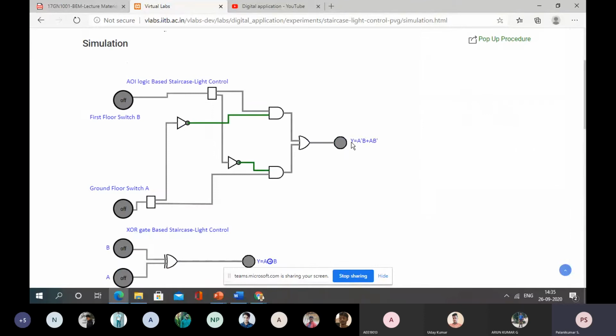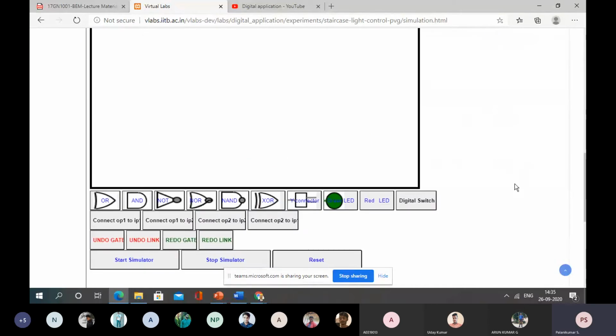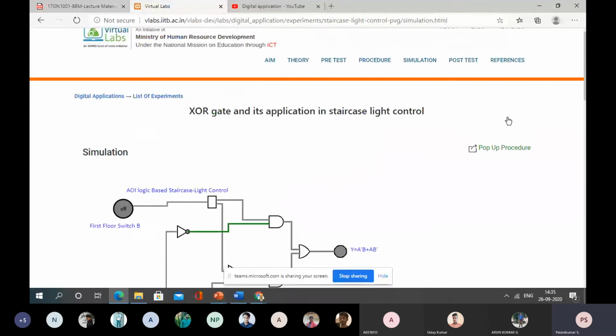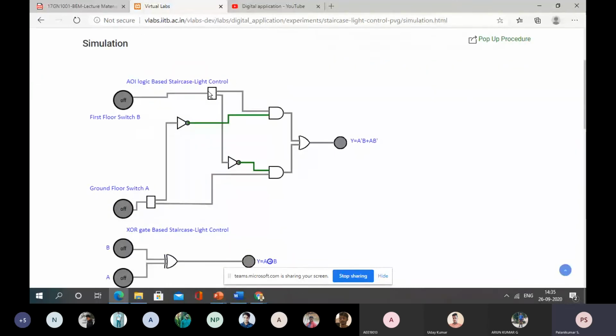Okay. So now you have to do it with the AOI logic. What is the AOI logic? There also I have to select two switches, digital switches. I have to click one switch. I have to click another switch. So now I have two inputs. What else now? Another one is a connector. Okay, it is a connector.